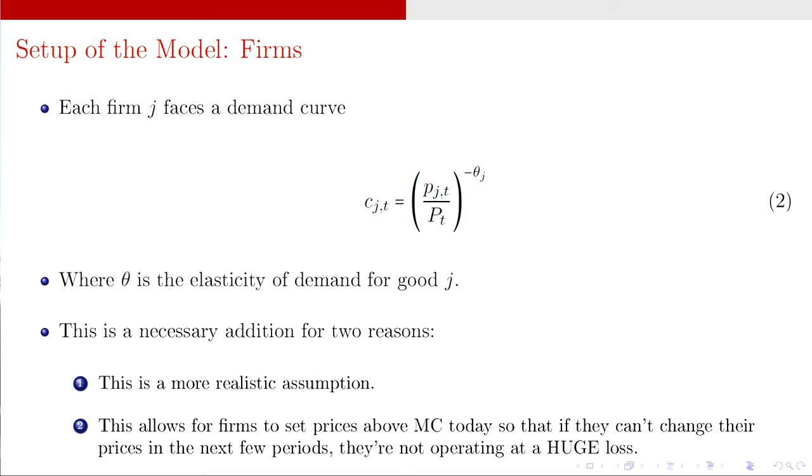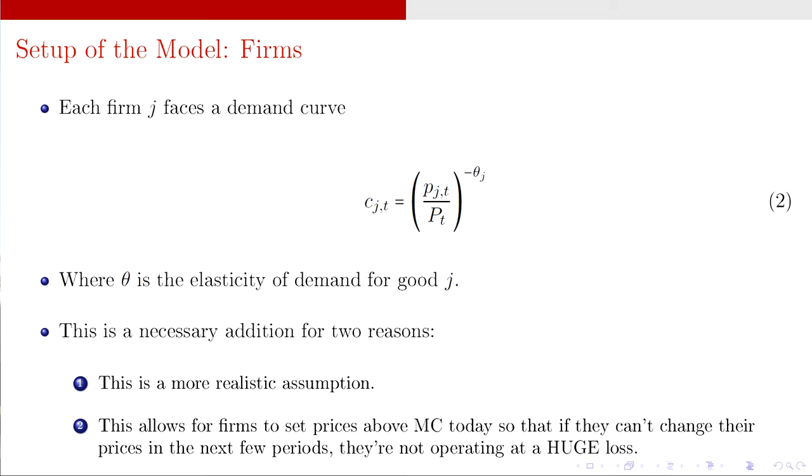so that in the event they can't change their prices in the next few periods, because remember, I said prices are slow to adjust. We'll talk about the pricing mechanism in a second, but ultimately the way it works is you can set your prices today, but you don't know if you'll be able to set them tomorrow. You don't know if you'll be able to set them the day after. You really have no idea exactly when you'll be able to change your prices. So what you're going to do is set the price above marginal cost today.